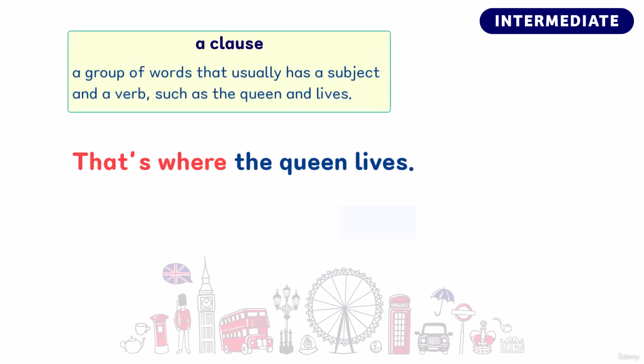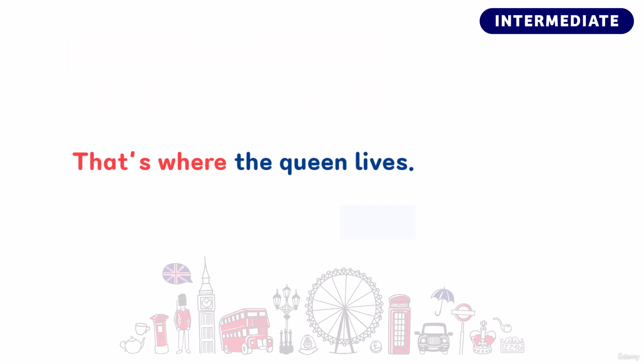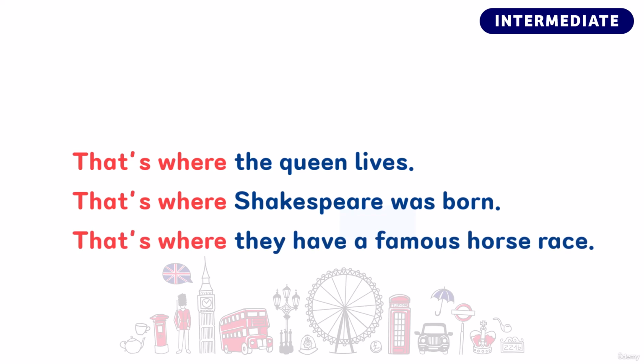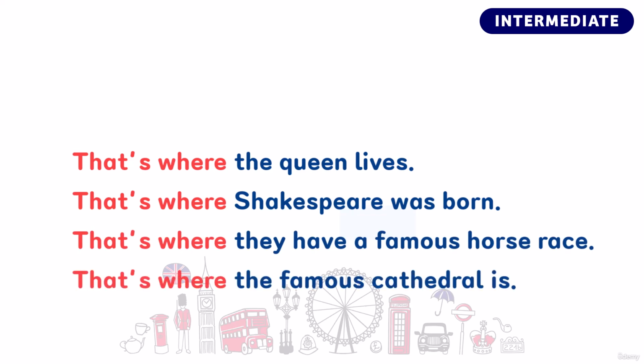And as we have already learned in this course, a clause is a group of words that usually has a subject and a verb, which in this case is the Queen and lives. And Windsor Castle is where the Queen sometimes lives in Windsor. Here are a few more example sentences. That's where Shakespeare was born. That's where they have a famous horse race. That's where the famous cathedral is. The first sentence is about Stratford upon Avon. The second sentence is about Cheltenham. And the last is about Salisbury.